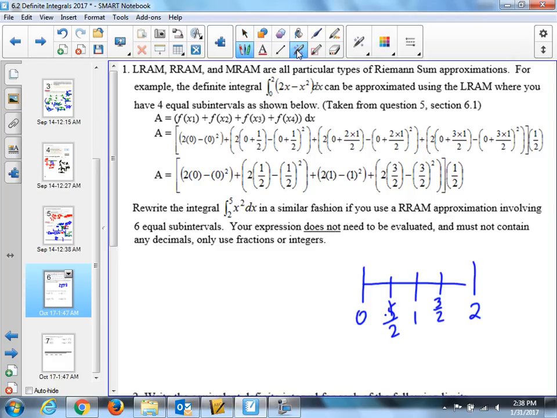The first interval for this function, 2x minus x squared, what's the left side of the first interval? 0. So what am I going to do? I'm going to plug 0 into this equation to get the height at the left side. 2 times 0 minus 0 squared. I showed that, though. I know normally you just say 0. But I want to show you why I'm doing that.